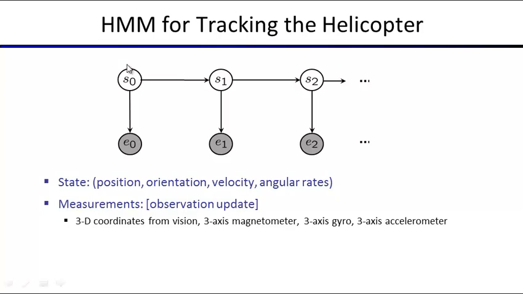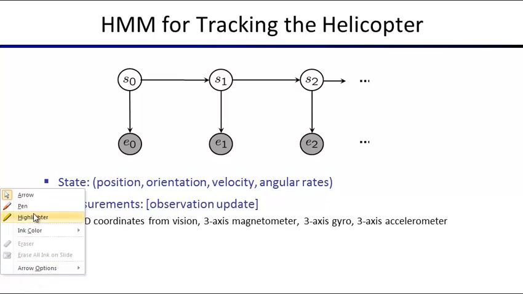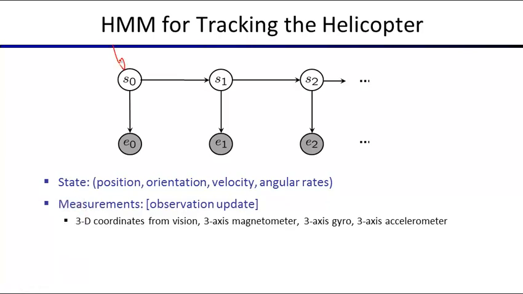At every time, there is a state, which is the position, orientation, angular rate, and velocity of your helicopter. There are some measurements from the vision, from the magnetometer, from the gyro, from the accelerometer. Just to give you a little more detail about this, the magnetometer is a 3-axis measurement that tells you, in the frame of the magnetometer, which direction the Earth's magnetic field is pointing.